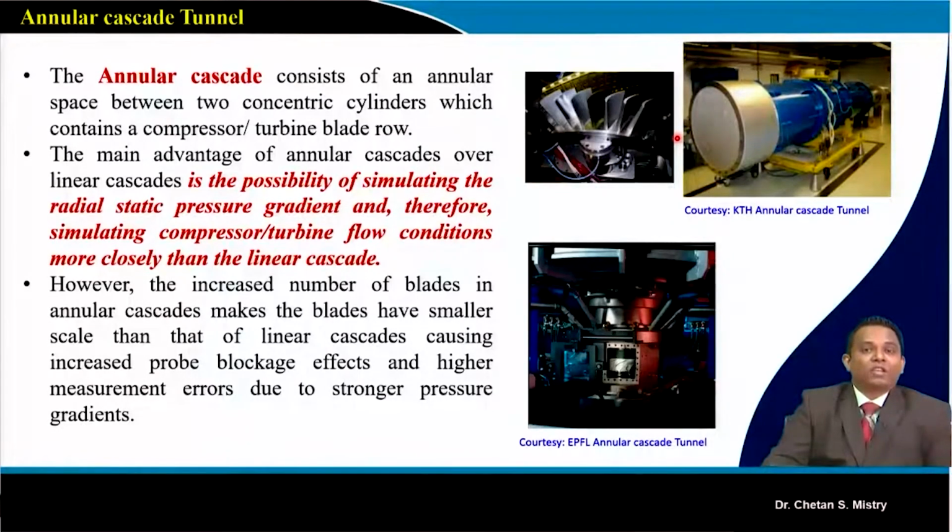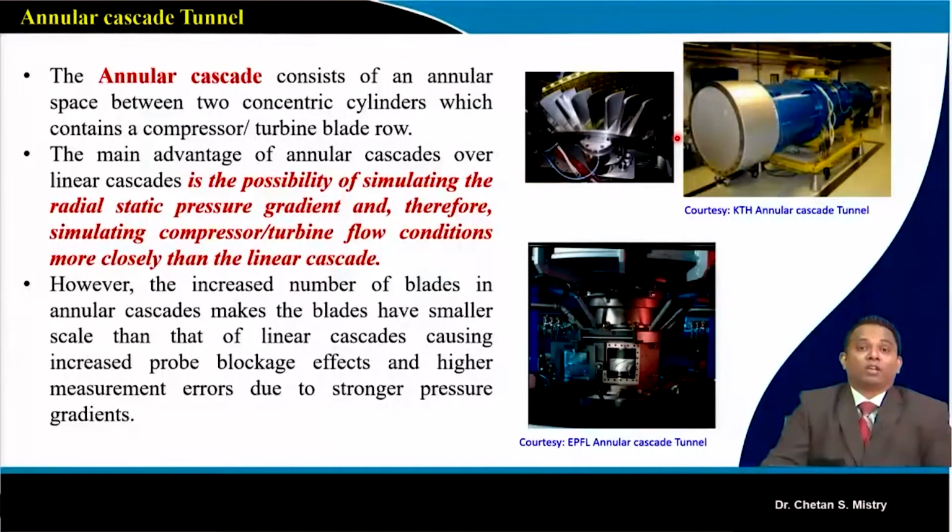But just realize, when we are testing, say, an LP compressor, the number of blades for those LP compressors is larger, the diameter is larger, and in order to do this testing, we need to have a whole lot of power.